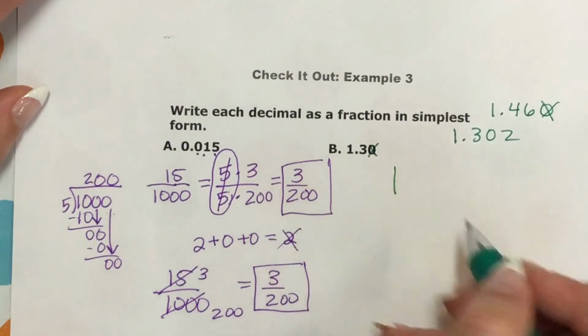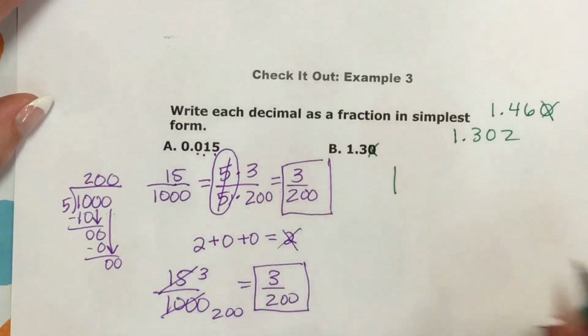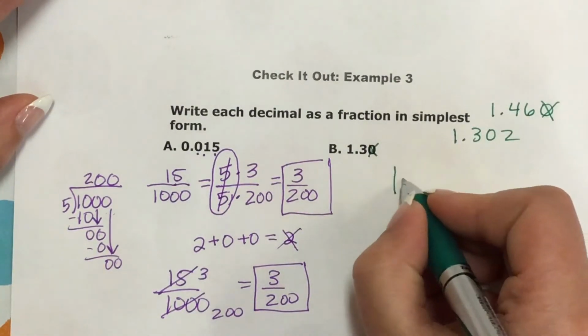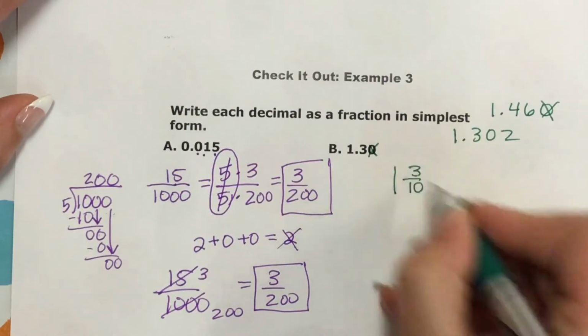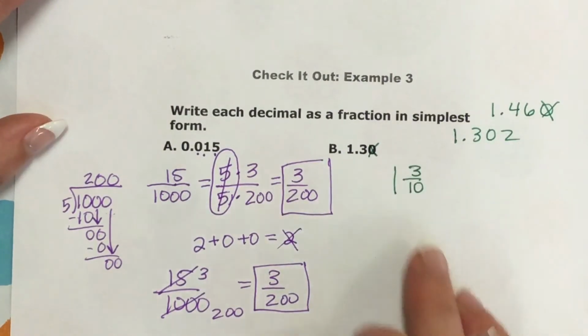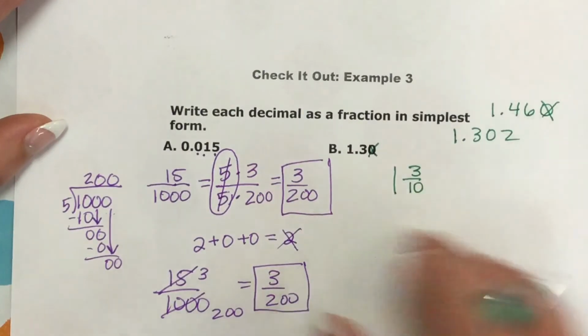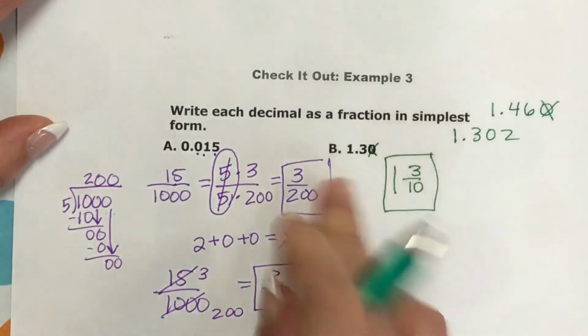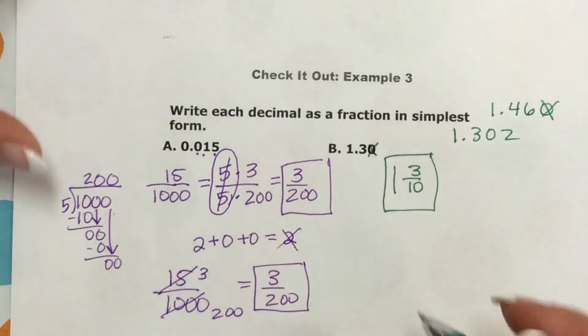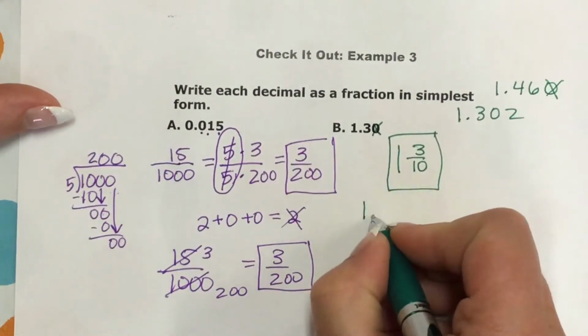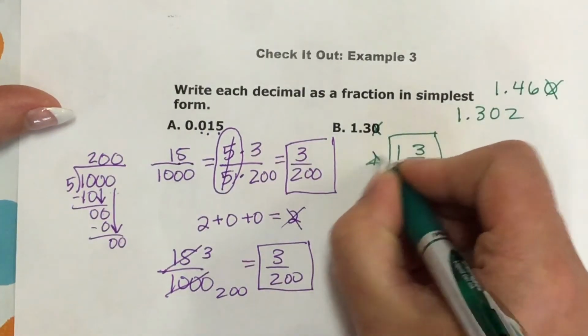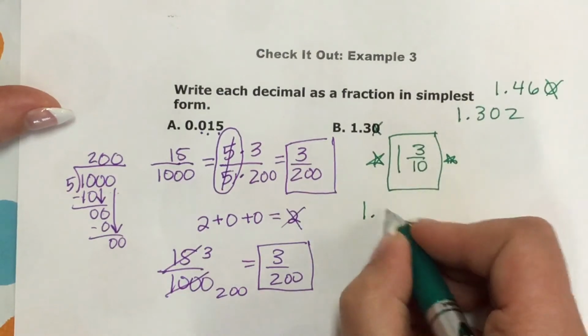And 1.3, that would be the tenths place. And so we would have 3/10. And does 3 go into 10? It doesn't. So this would be in simplest form. Now I'm going to go ahead and do it as if you didn't know that. So this would be the answer right here. Boom, boom, boom. Okay, so let's go back. Rewind.